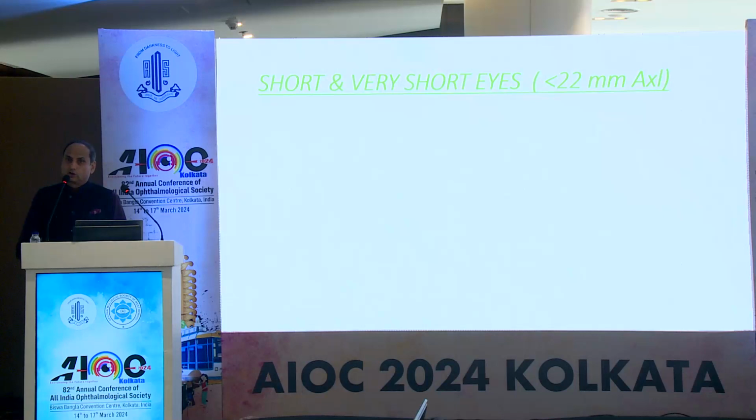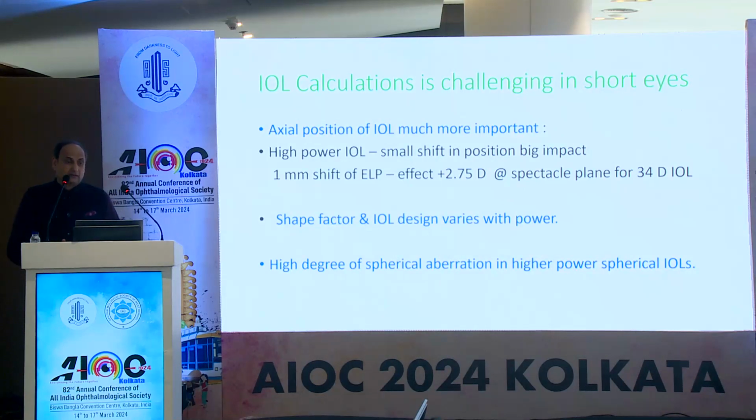So let's talk about the short eyes. Classification of short eyes: less than 22 millimeters of axial length. What are the problems? The axial position of the IOL now becomes very important. The effective lens position. High power IOL, small shift in position leaves a big impact. I will describe that in the next few slides.